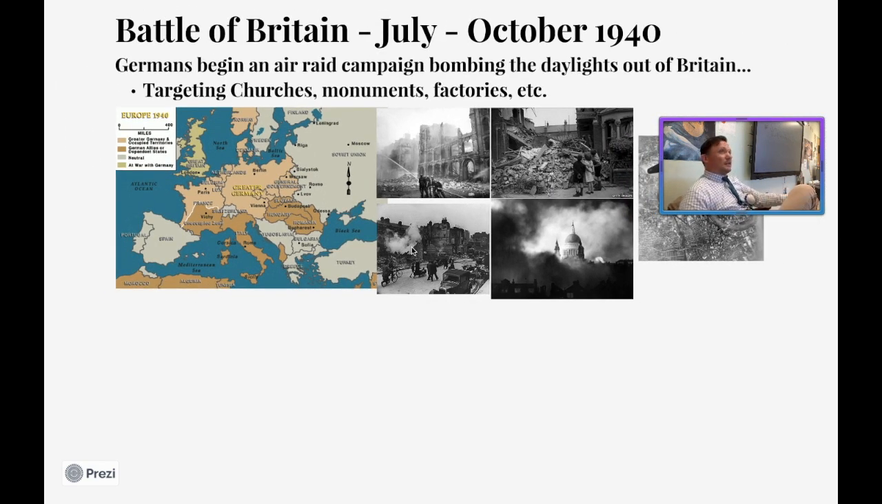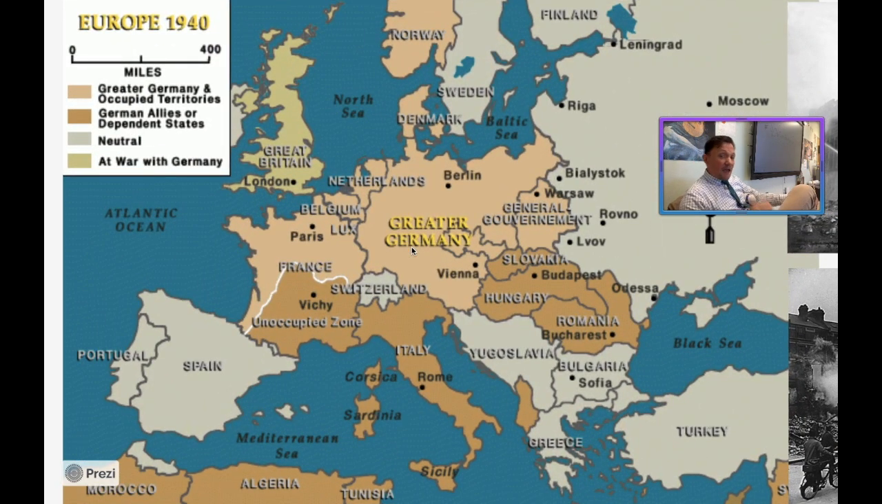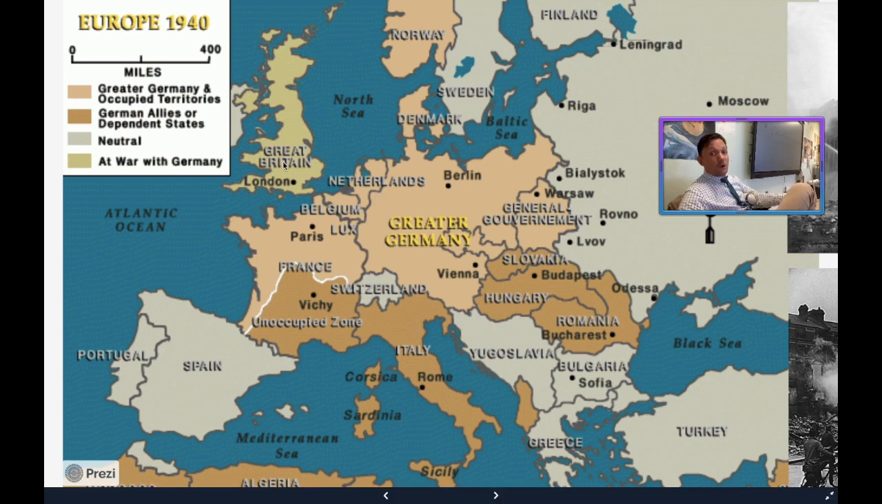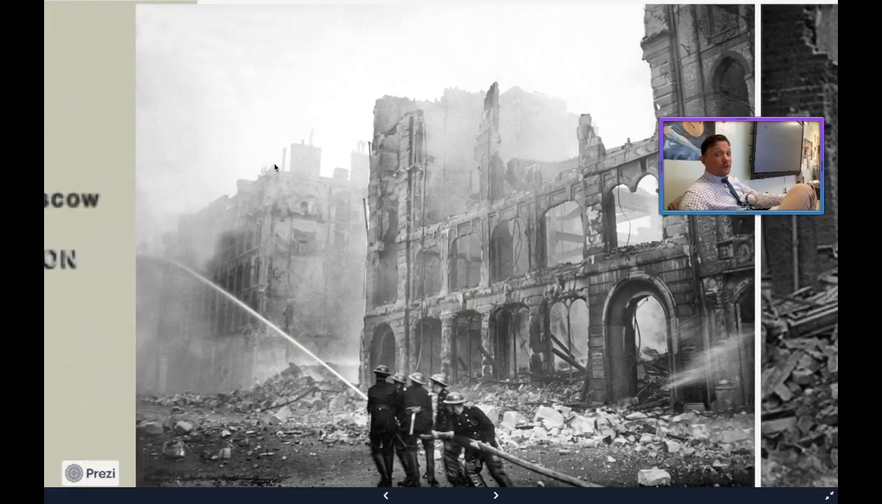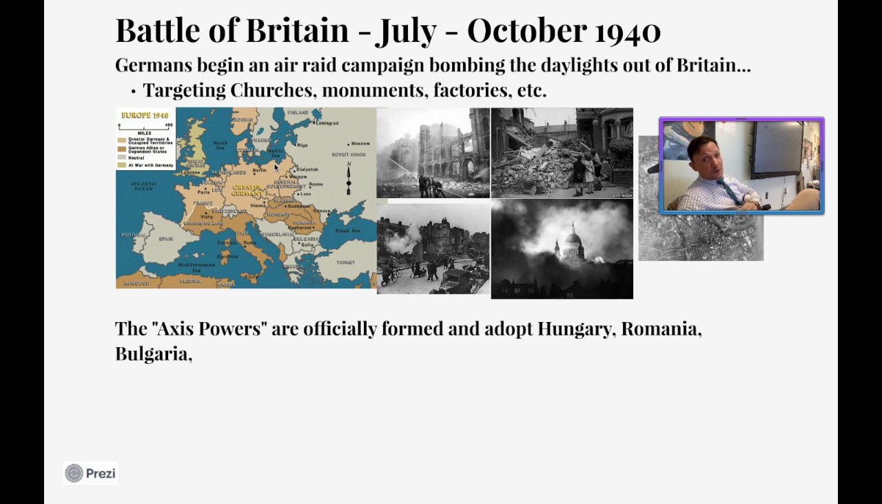Now, the big thing about it, though, is that they refuse to surrender. And look at this right here. Everything in khaki or dark brown has been occupied by Hitler, and the only ally at war with them is just the British. So it looks as though Hitler and his armies are having a major, major victory moment right here. But the Axis powers are officially formed in 1940 due to the fact that the Hungarians, Romanians, and the Bulgarians join up with them.